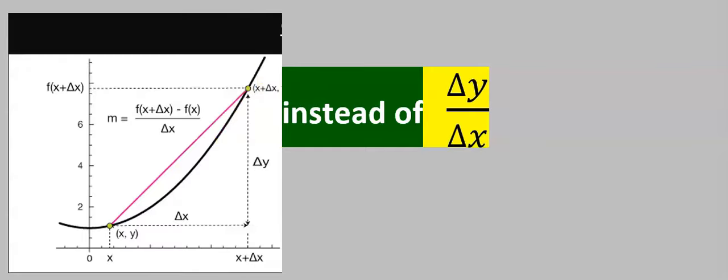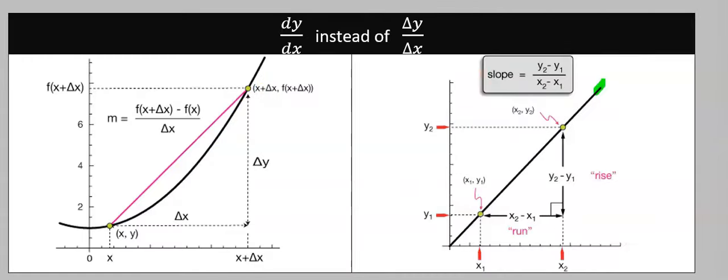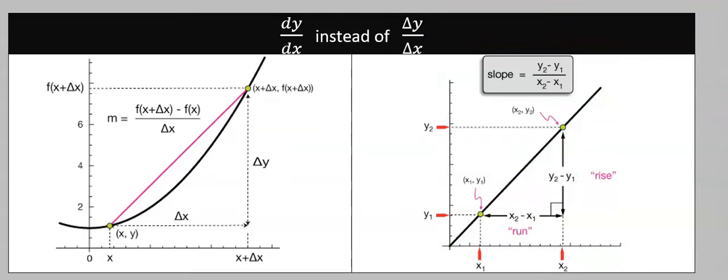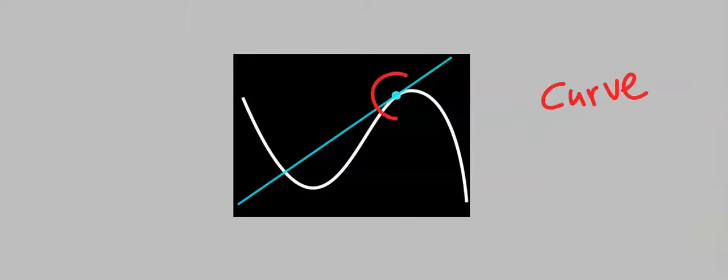Next, dy dx instead of change in y over change in x. That is, for a straight line graph, we usually use change in y over change in x, which is the rise divided by the run. And to find the slope, we are going to use this formula. However, consider a point on a curve, and this point can be any point anywhere along the curve.